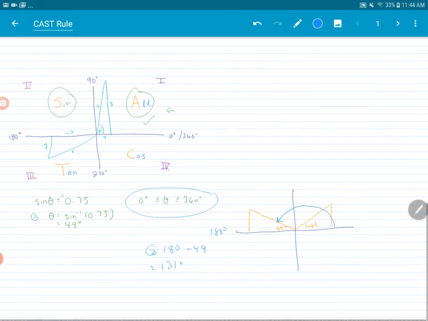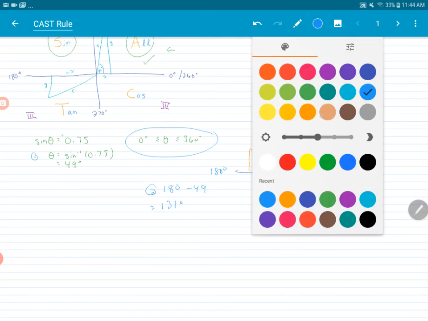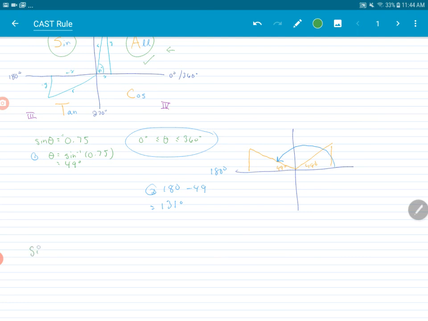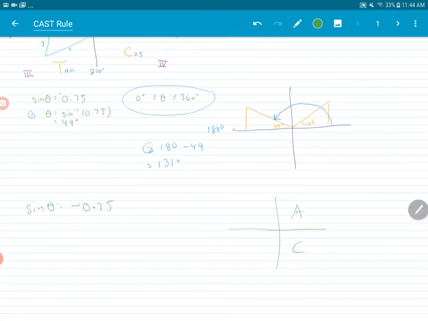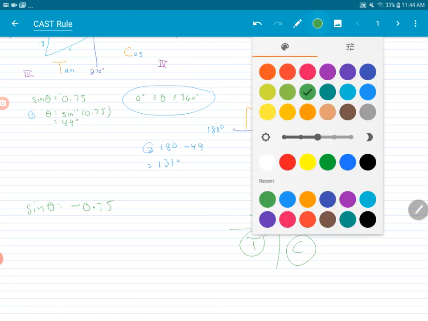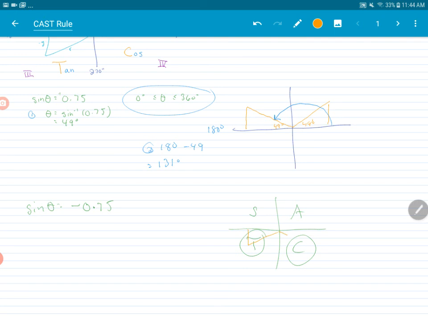Awesome. So what happens if I said instead that I wanted to find sine theta equals negative 0.75? Okay, so now that changes things because based on our CAST rule, we would go through and say, well, where is sine negative? I know it's positive in the top two, which means it has to be negative in the bottom two. So how does that change our answer if we have a triangle down here and down here? Well, step 1 is still going to be to find the acute angle using the positive.